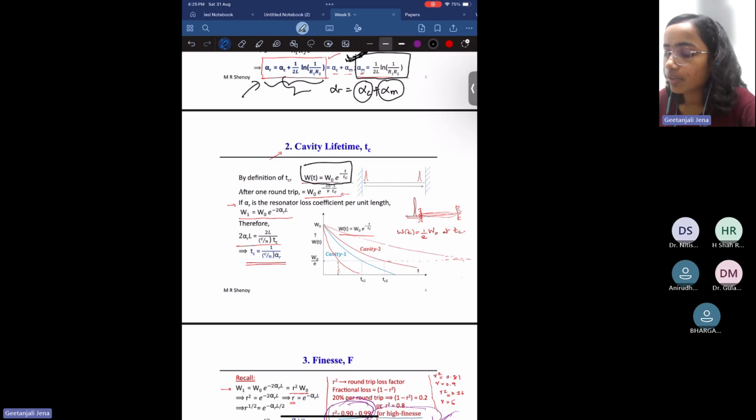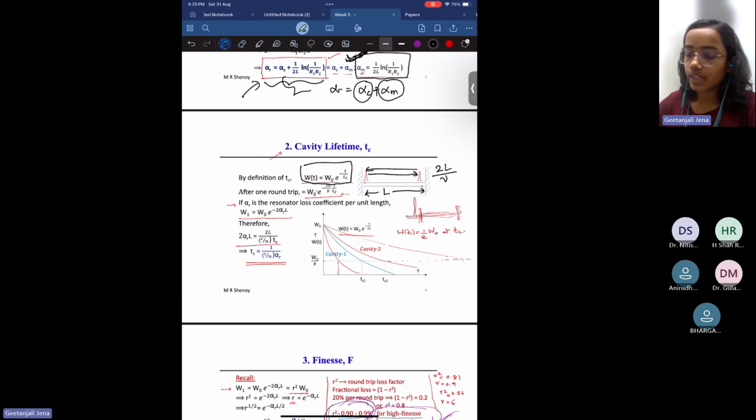So after one round trip, what will be the energy? Energy will be omega 0 e to the power minus t by Tc. After one round trip, the light covers a distance 2L. If the cavity length is L, the light propagates to the other end and comes back, and this is one round trip. So the total length covered is 2L, and for time we divide it by the velocity of the ray propagating inside the resonator, which is v. So the energy after one round trip will be omega 0 e to the power minus 2L by v, divided by Tc.